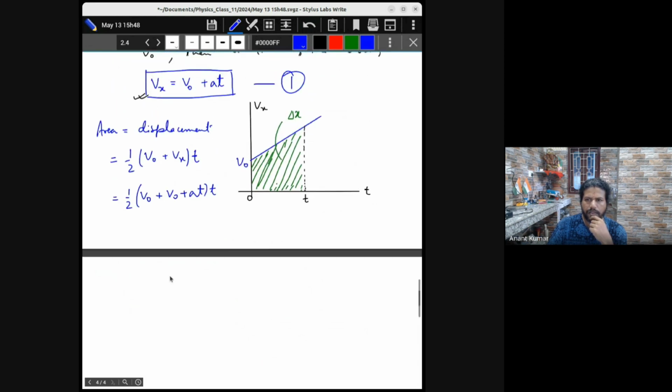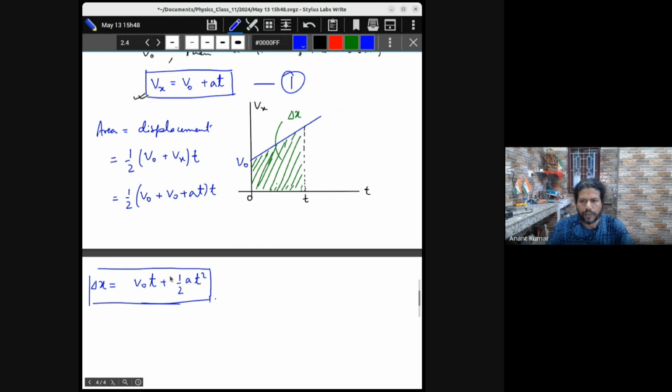So that gives us in this case, opening the bracket, I end up getting again a familiar looking formula, v naught t plus half at square. This therefore becomes a displacement in case the acceleration is constant, right?